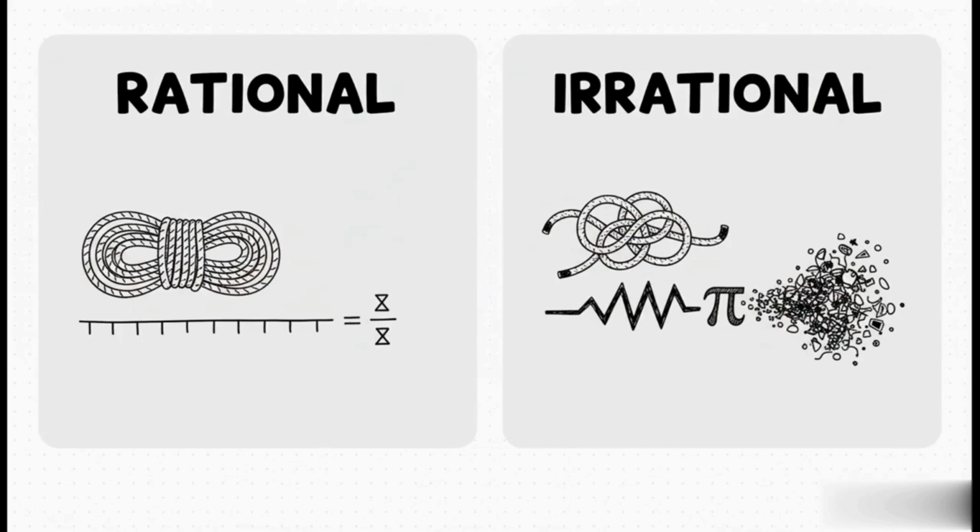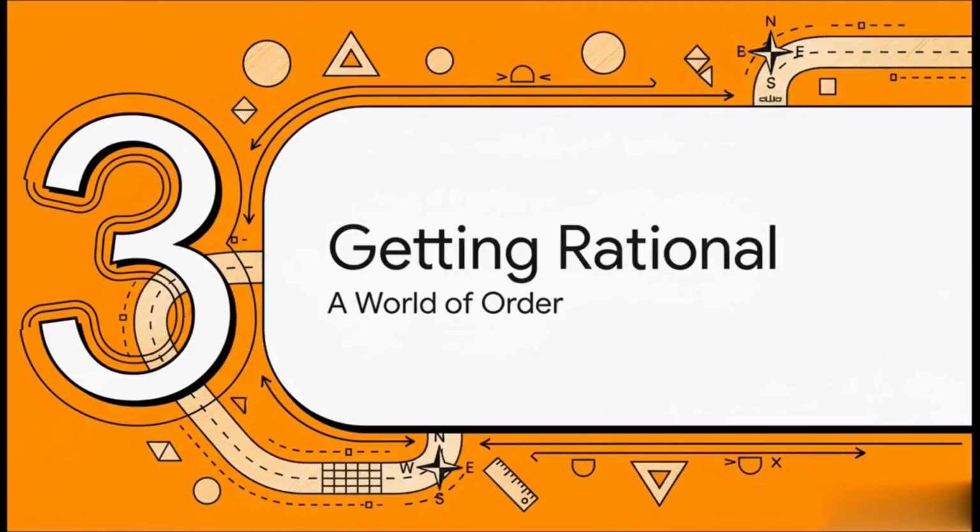Rational numbers are tidy. You can write them as a nice, clean fraction, and if you write them as a decimal, they either stop or they repeat in a neat pattern. But irrational numbers, they are wild. You can't contain them in a simple fraction, and their decimals just go on forever in a chaotic, non-repeating mess. The most famous one, of course, is pi, but the square root of 2 is another card-carrying member of this wild bunch.